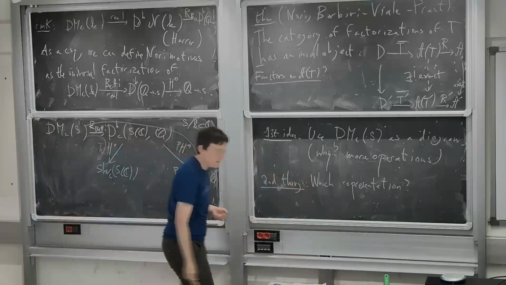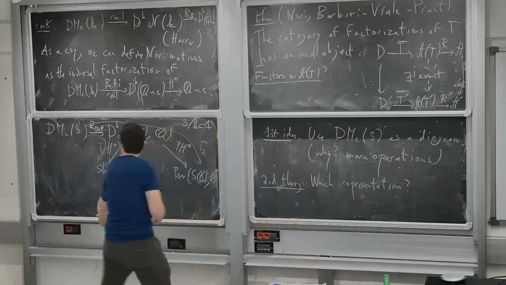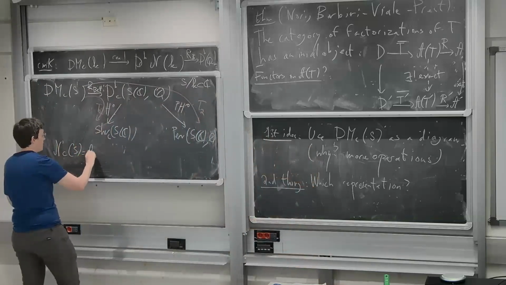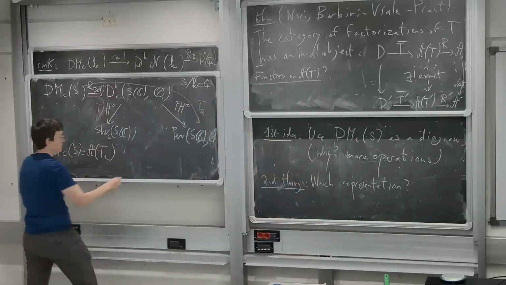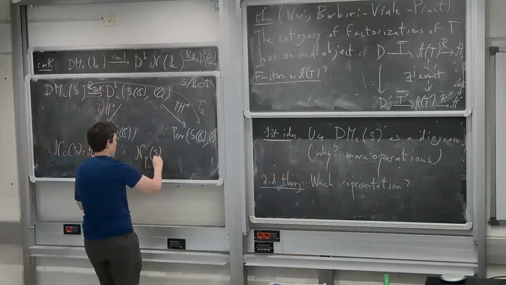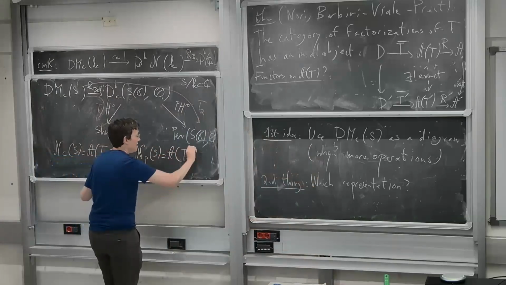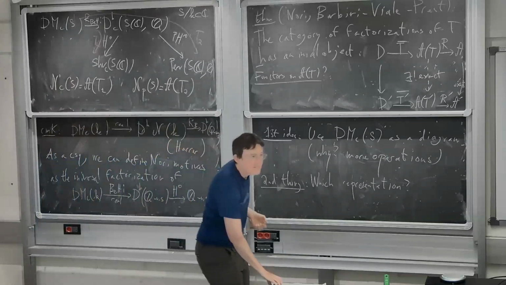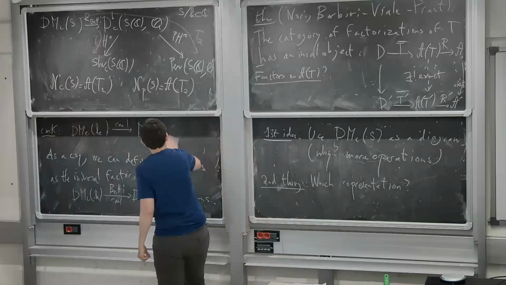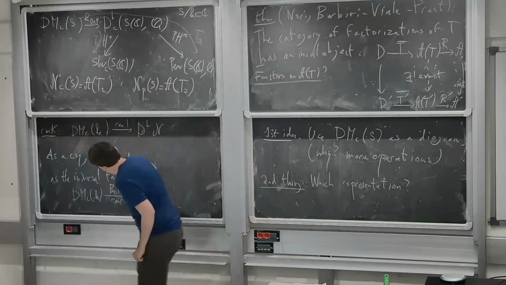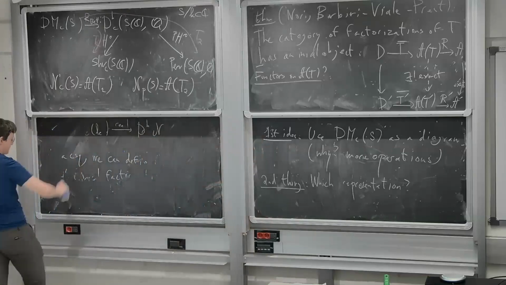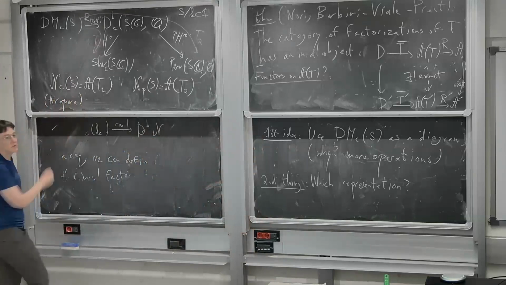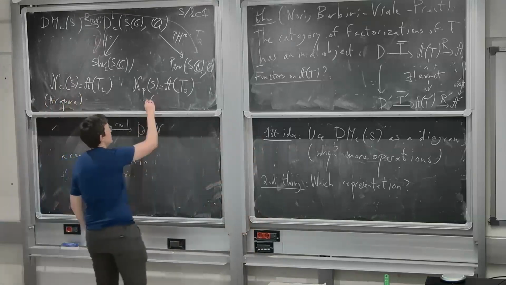Okay, and then that gives you two possible categories. Constructible Nori motives, which is the universal factorization of T1, and perverse Nori motives, which is the universal factorization of T2. Which one should you use? It's not easy. So this is basically the graph solution, modulo the fact that we're using Voevodsky motives as the diagram. And this is the Nori solution.